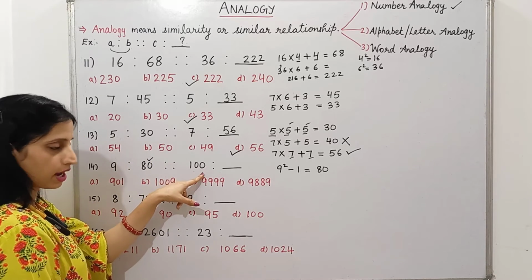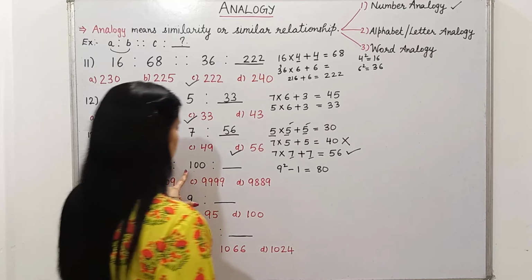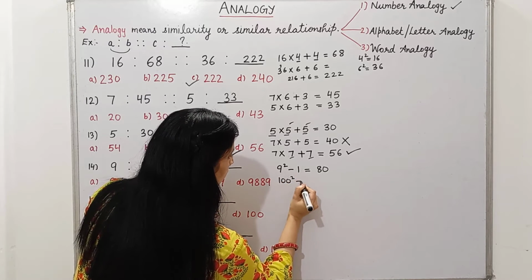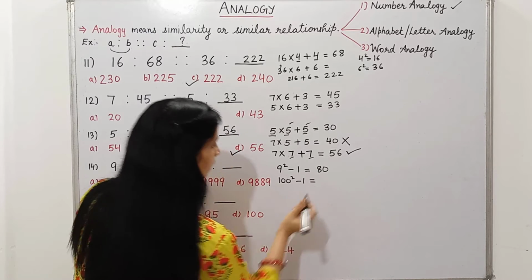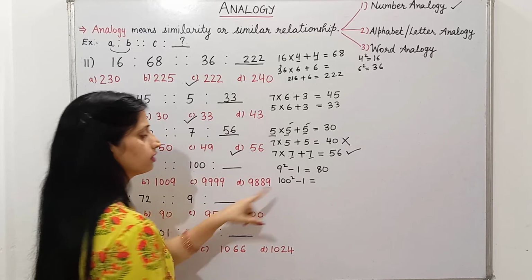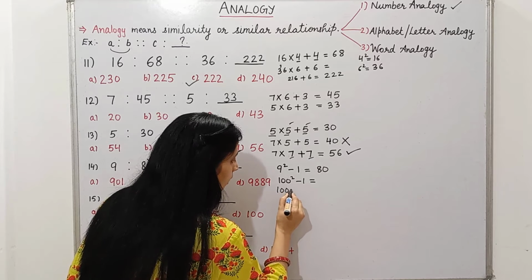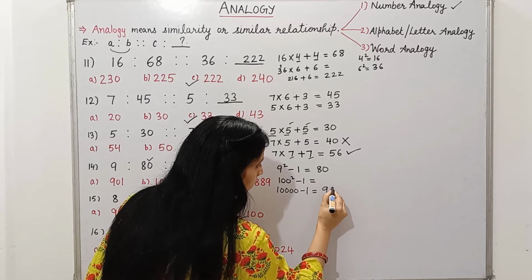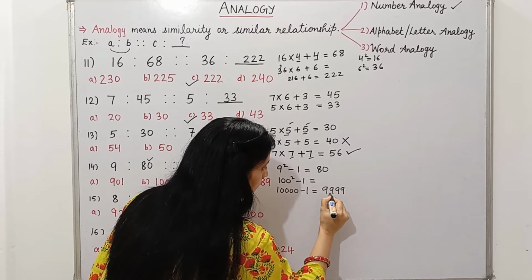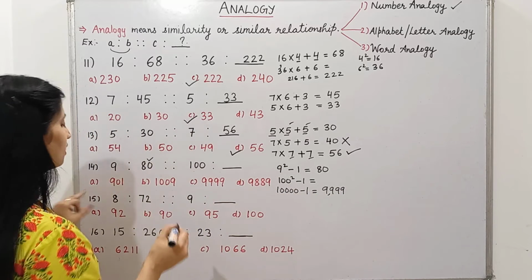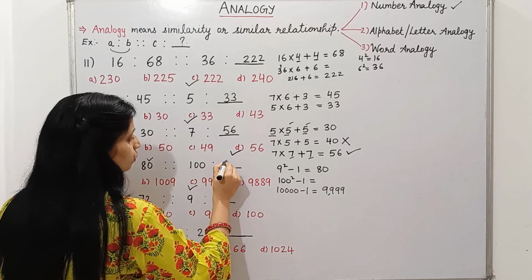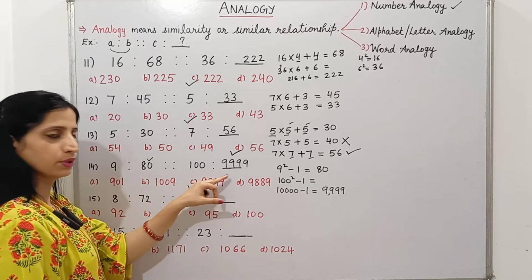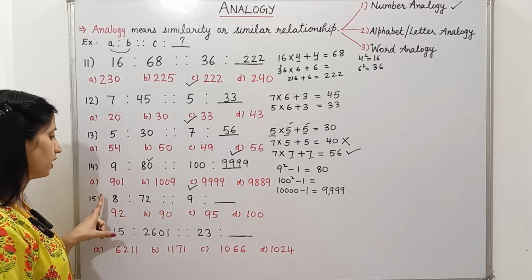Similarly, if we do the square of this and subtract 1, what will we get? 200 squared minus 1. What will we get? 200 squared will be 40,000 minus 1, so it will be 39,999. So is this in the options? Yes, it is here. So we will write 39,999. Okay.